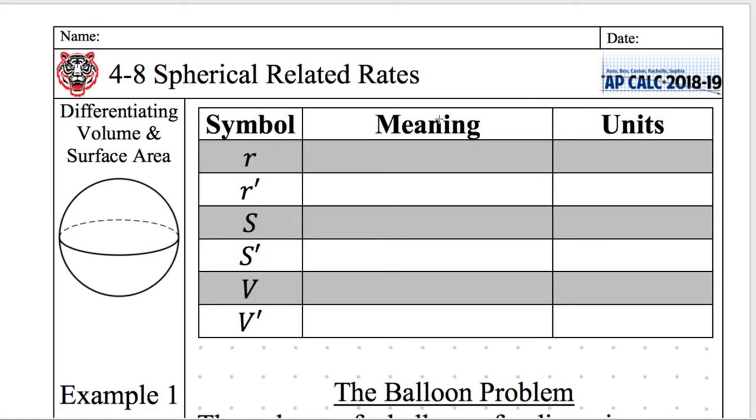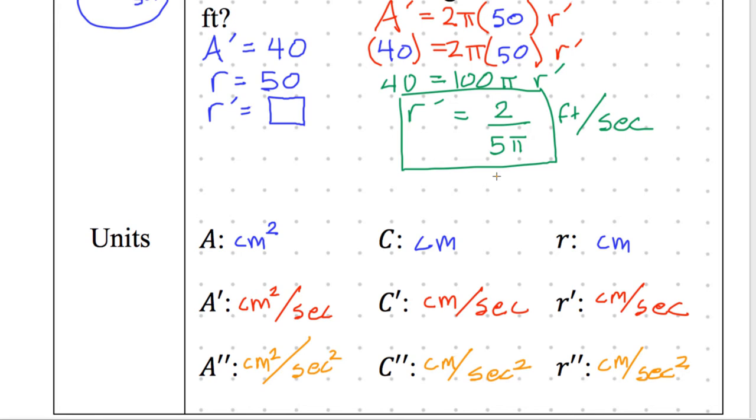For example, when we talk about spherical related rates, we're going to be talking about surface area and volume. But if I'm talking about volume prime, I'm going to be talking about something per second. If it's just volume, it's just that unit, not per second. So you can apply this to other scenarios. That's kind of how math works, just linking ideas. Any questions? All right, that concludes the notes.